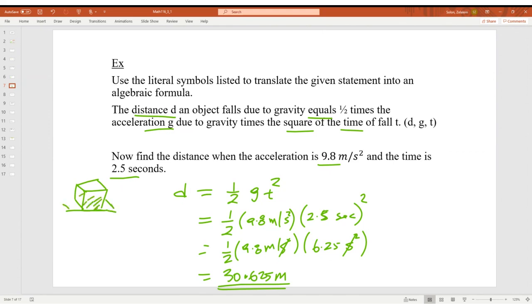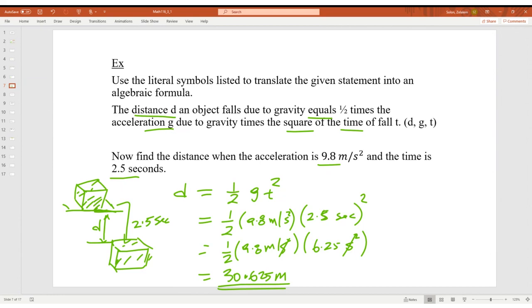Let's say it falls down a certain distance, height d, and let's say it is here, the same cube. Sorry about my drawing. Now the question is how far it goes down within 2.5 seconds. It will go down 30 meters within 2.5 seconds, 30.6 meters.